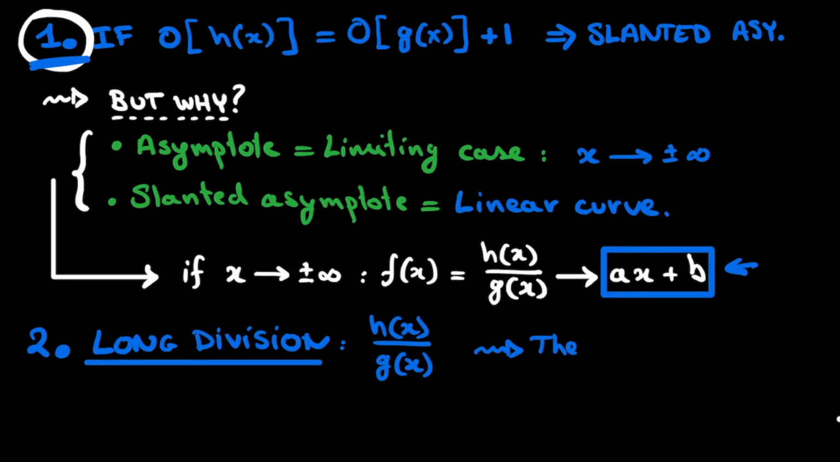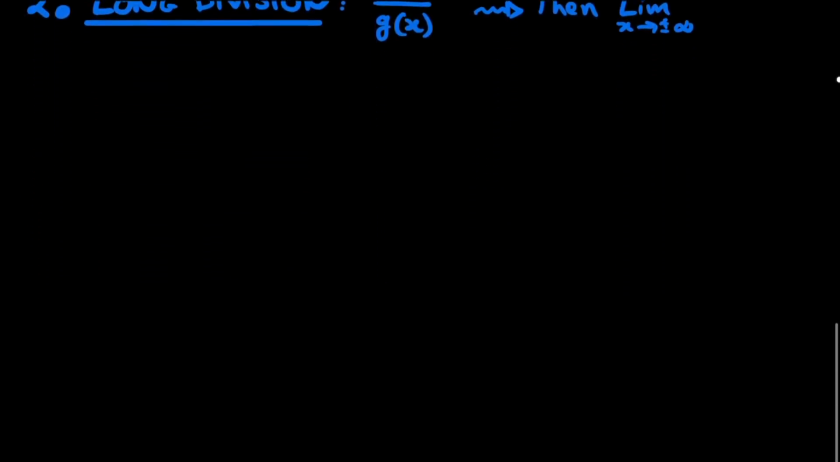And then afterwards, we will perform a limit when x goes to plus or minus infinity on the result of this long division. So basically finding the slanted asymptote comes down to performing a long division. If you can do long division, then you can easily find slanted asymptotes. So let's now put these two rules to the test and go to the exercises.